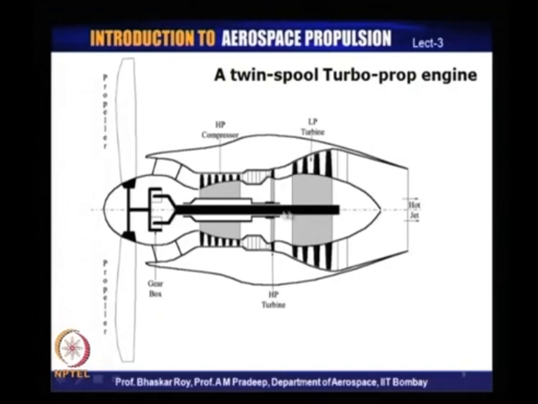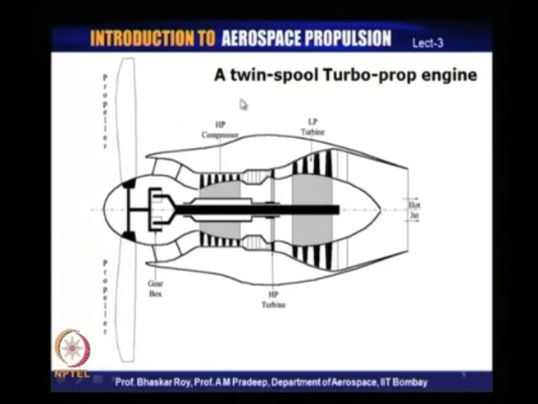This runs only this shaft, and this shaft runs the propeller, and the propeller produces the main thrust. In case of a turboprop engine, the propeller produces as much as 85 to 90% of the thrust. A very small amount of thrust may be available through the jet that is coming out in the form of exhaust jet.